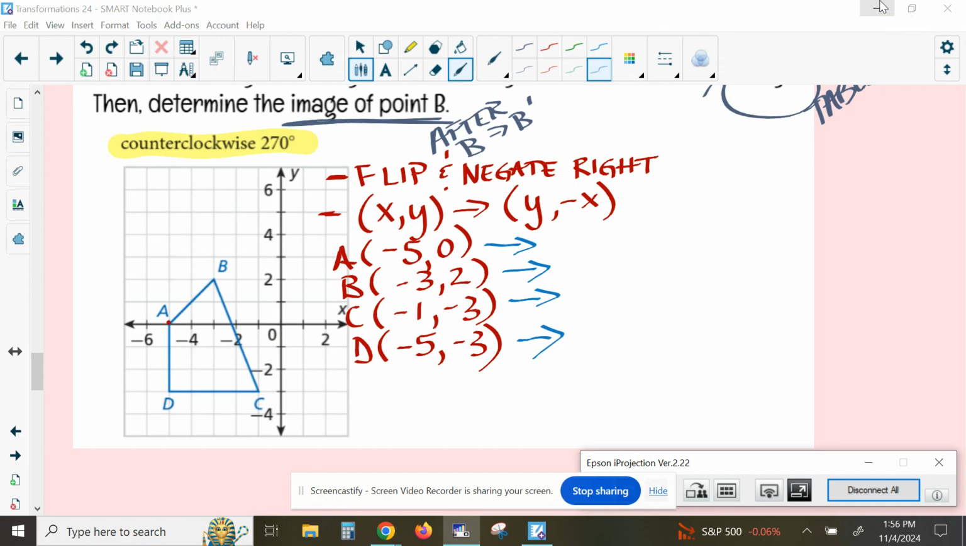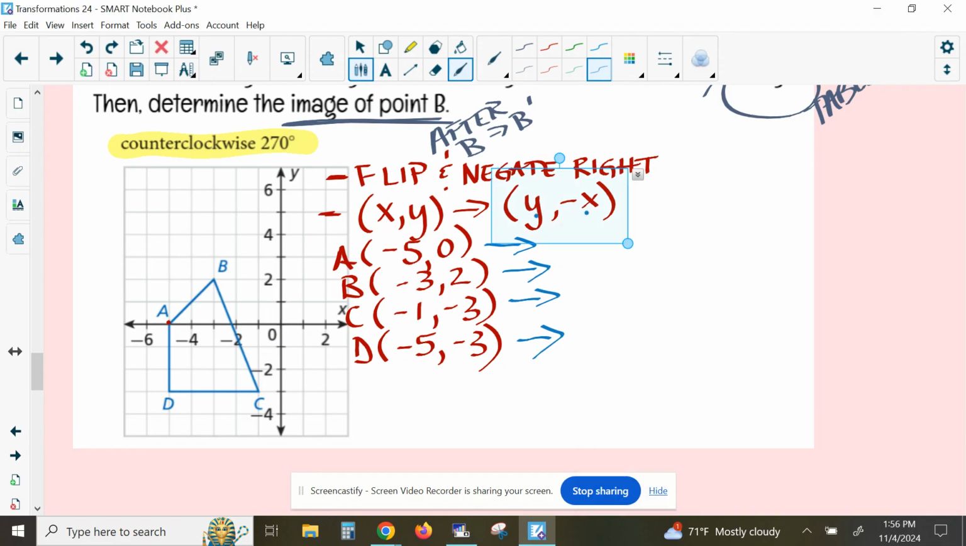Okay, so we're gonna convert this. I'm gonna switch the X and the Y. That's what it says right here. Switch the X and the Y. And then second step, I'm gonna change the sign of the next one. So I'm gonna flip first. I'm gonna do it in 2 steps.